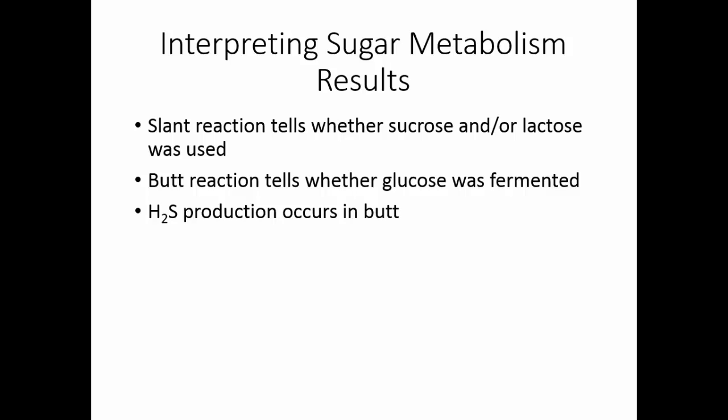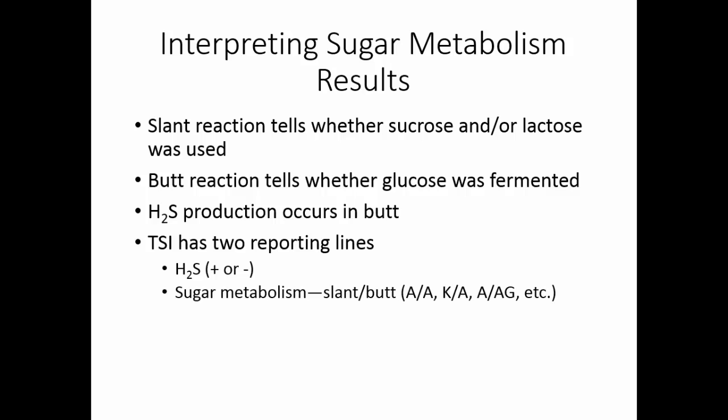Hydrogen sulfide production also only occurs in the butt because it's an anaerobic process. So the TSI is going to have two reporting lines, one for hydrogen sulfide, either positive or negative, and the other for the sugar metabolism, which should be reported as the slant over the butt reaction, things like A/A, K/A, A/AG.